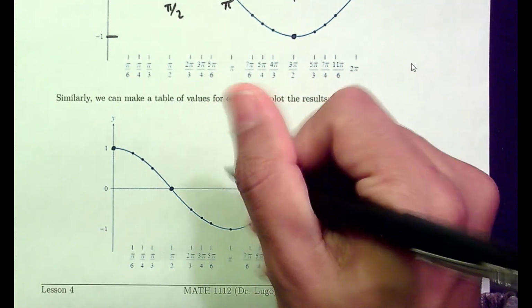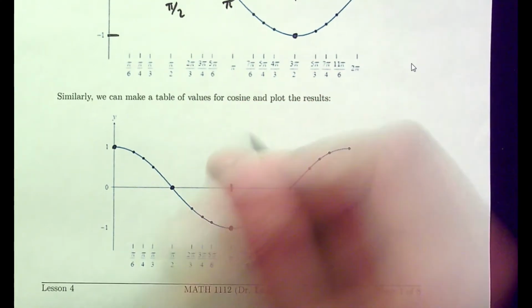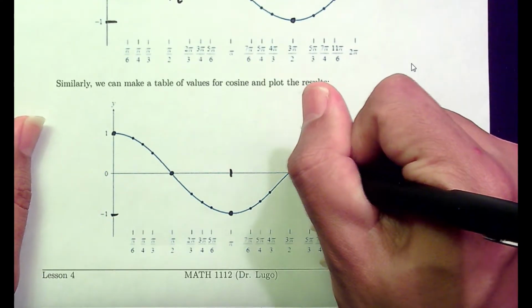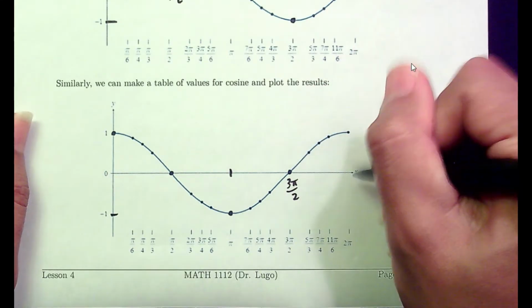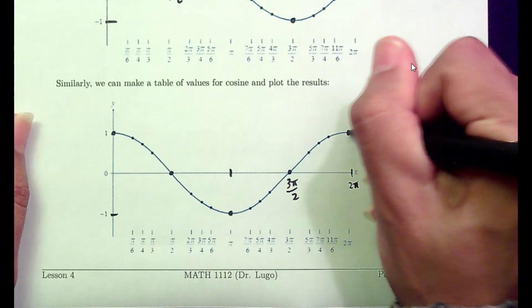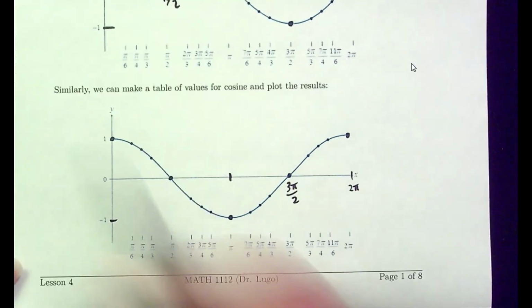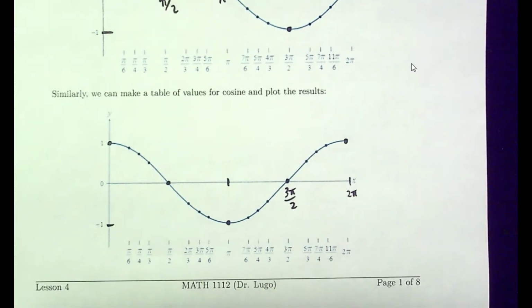Then at pi, you get -1. And then at 3 pi over 2, you get 0. And finally at 2 pi, you get 1. And that's the entire graph of the piece that you have to memorize. The entire graph repeats itself infinitely many times to the left and to the right. It is the same basic shape. It is a wave.